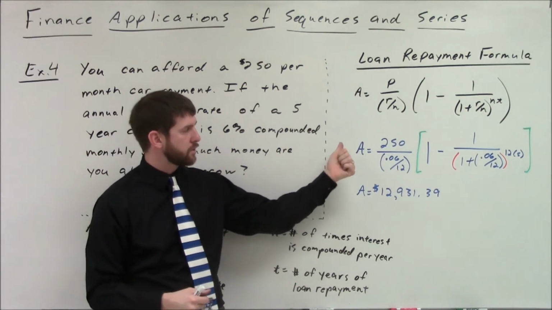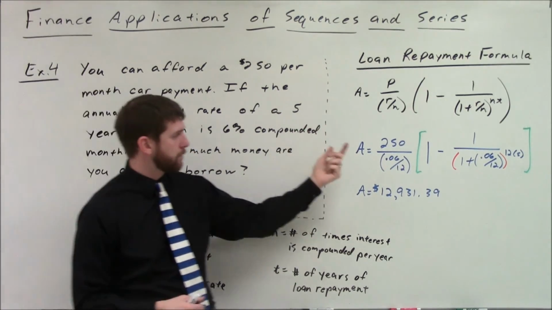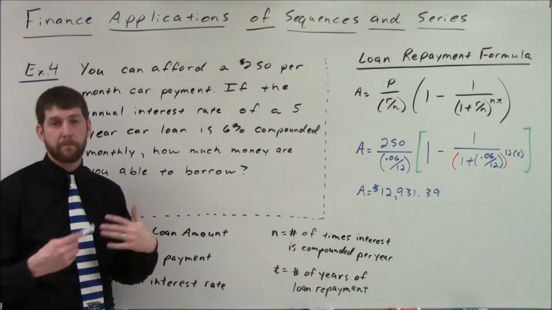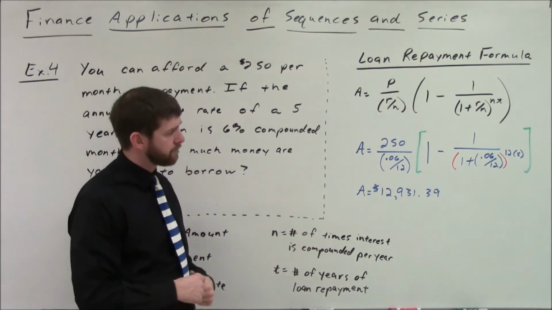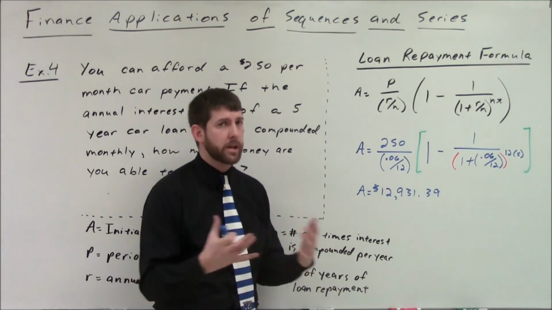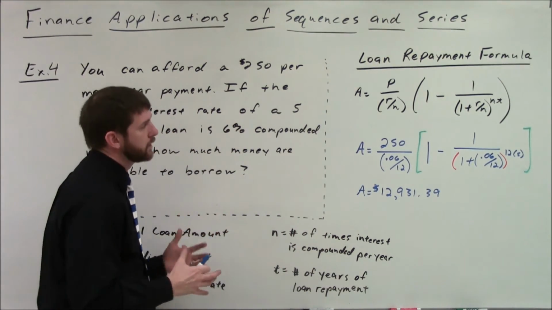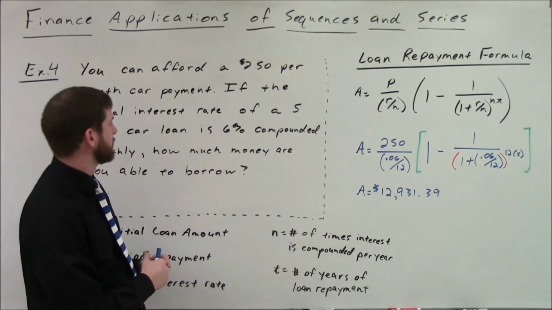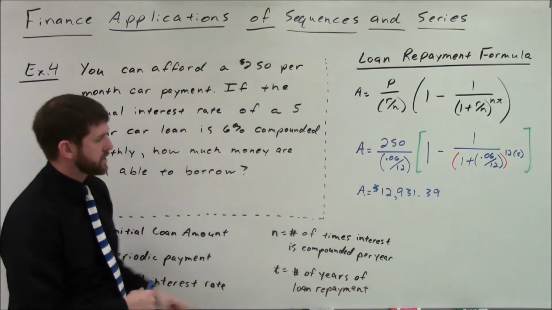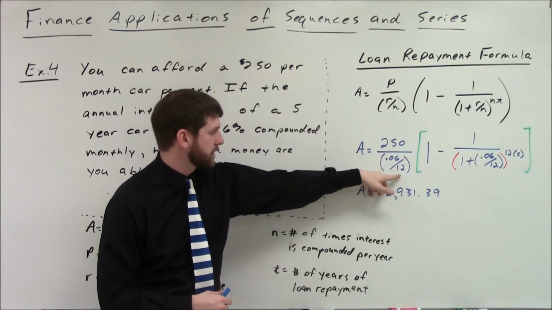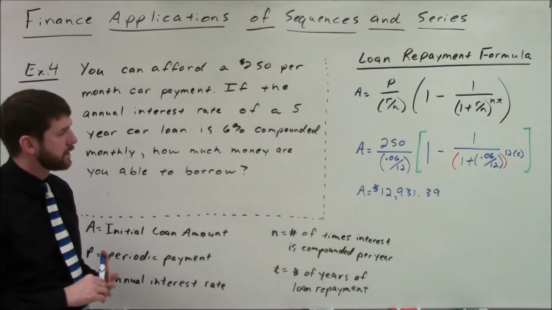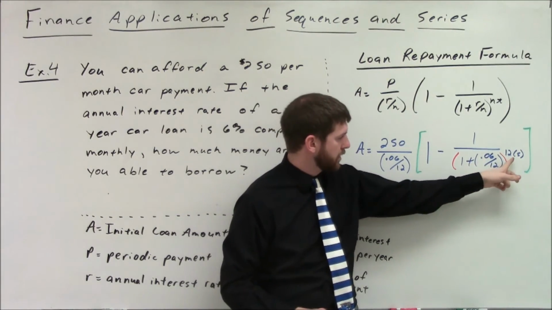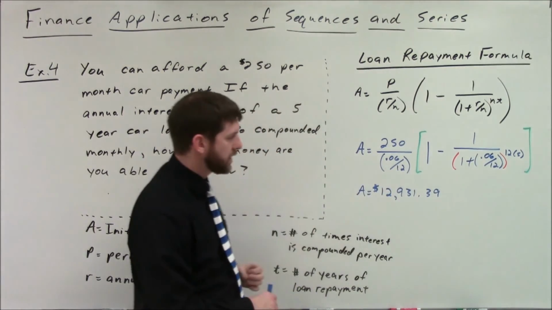R is still your annual interest rate. N is the number of times compounded per year. And T is the number of years that we're going to be paying on this loan. From there, it's just real simple. Put the numbers into the formula. So payment of $250 per month, so $250. Interest rate is 6%, compounded monthly, so that's 12 times per year, for 5 years.